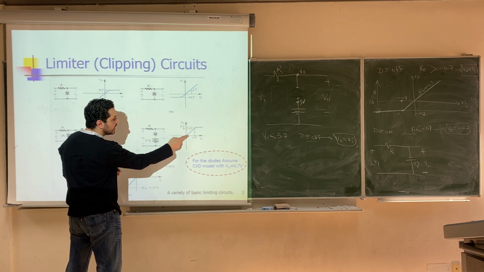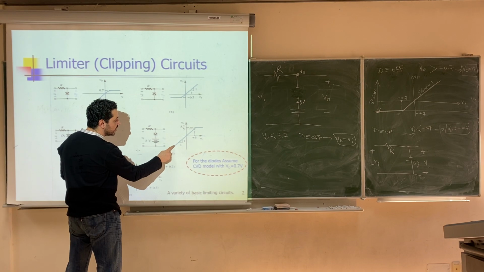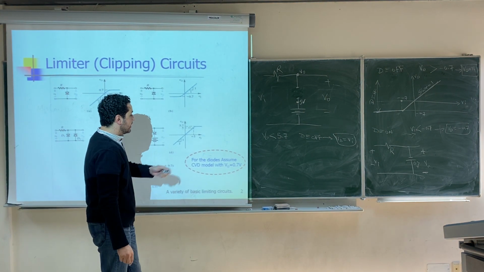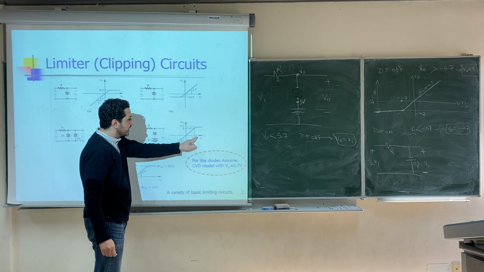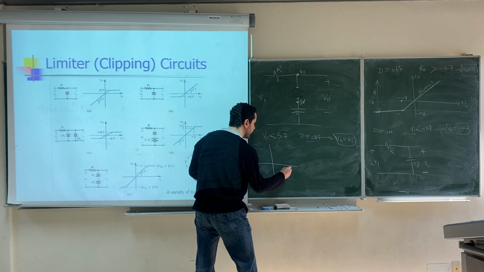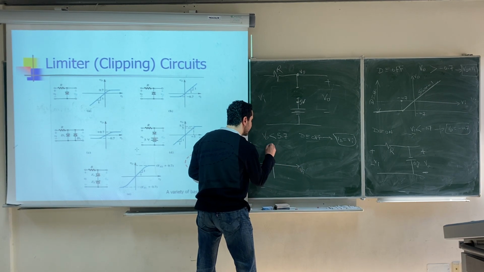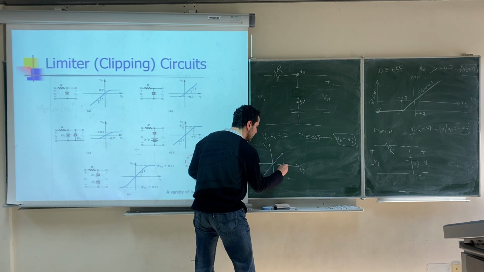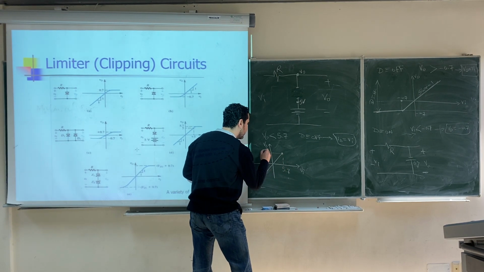So when V output is less than 5.7 in this region, V output will be equal to V input, which we can plot as a straight line with a slope 1. And again, when V output reaches 5.7, V input also will reach 5.7, because this is a line with a slope 1. So here 5.7 and 5.7.